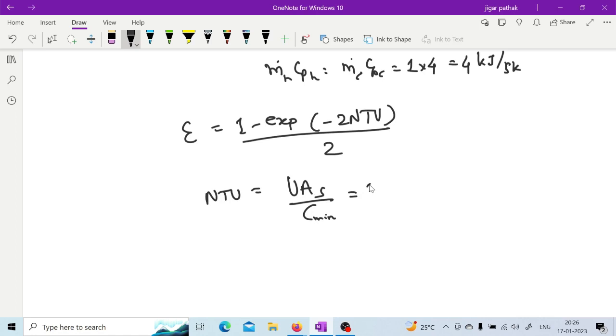So U and A are given as 1 and 5. C minimum is 4, which we already calculated. So NTU is 1.25. So if you put that into the above equation, then your effectiveness will be, can anyone tell what will be the effectiveness?